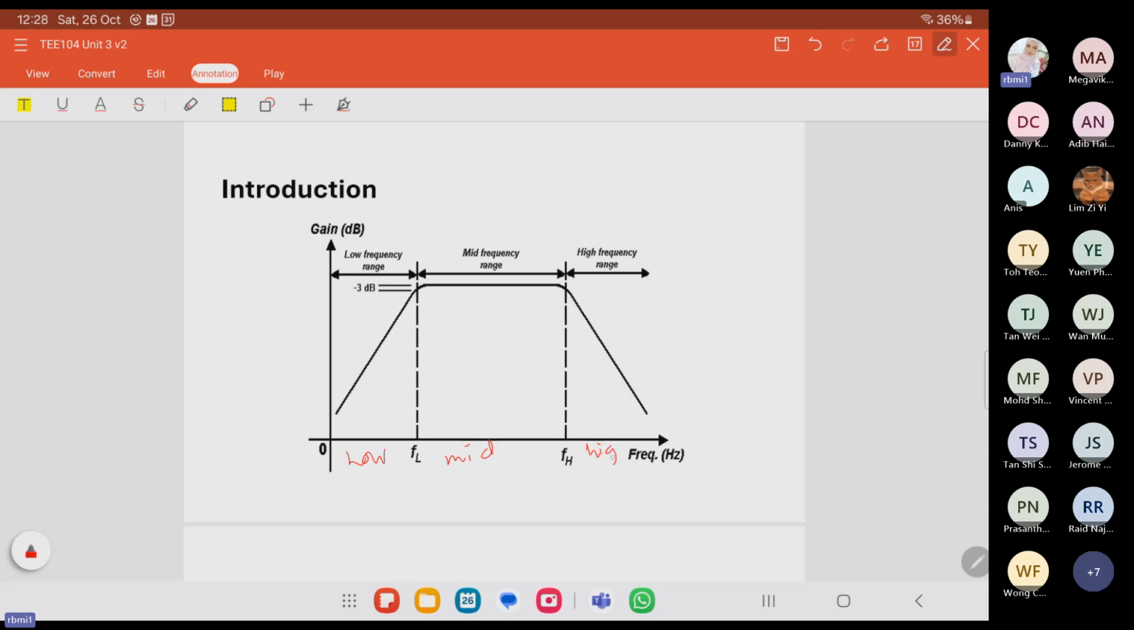FH is the high critical frequency, where the effect of high frequency begins to be significant. FL is the low critical frequency, where the effect of low frequency begins to be significant.